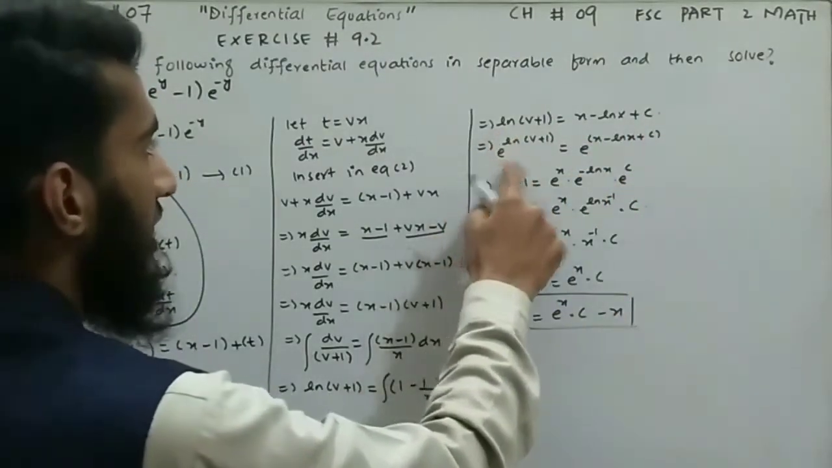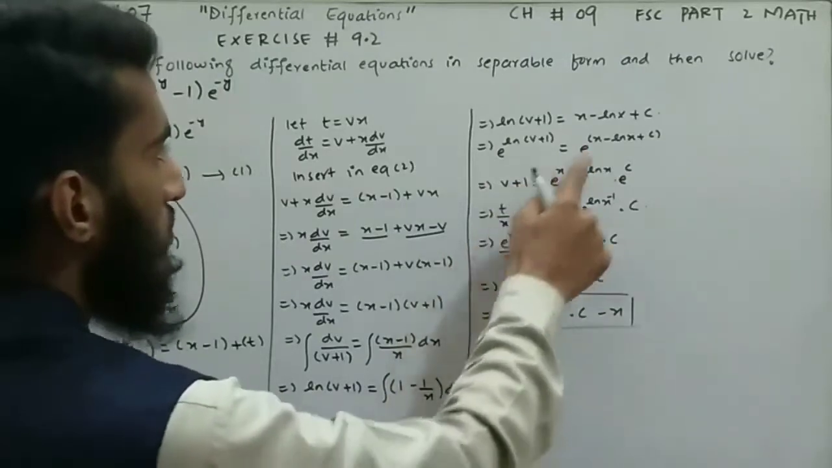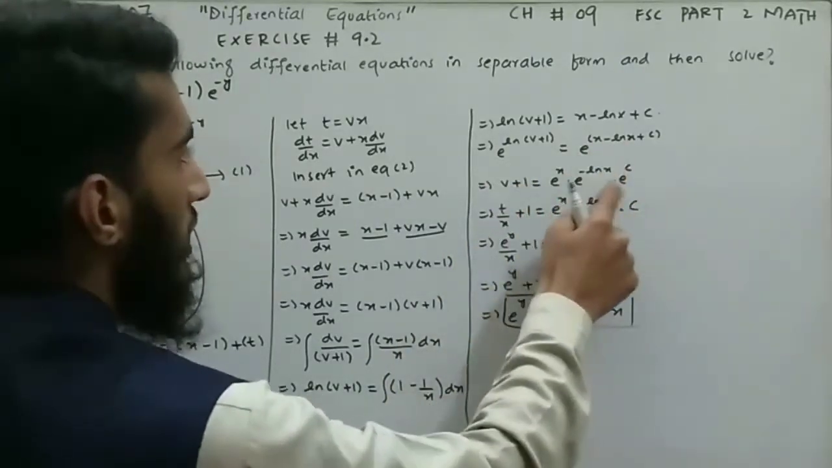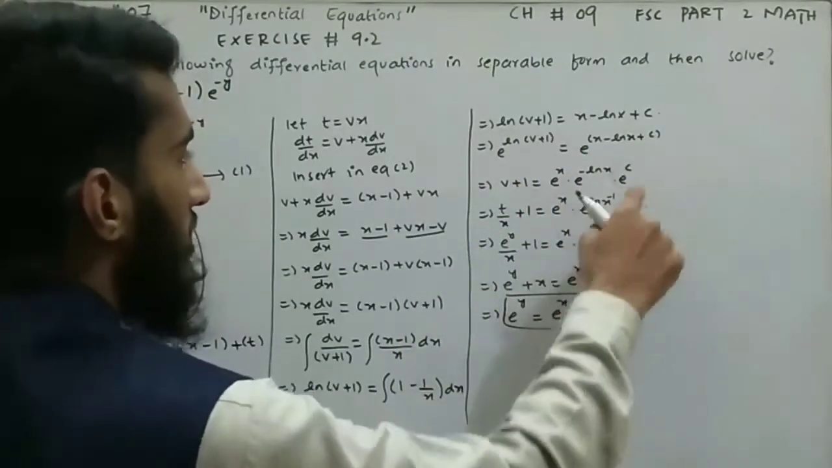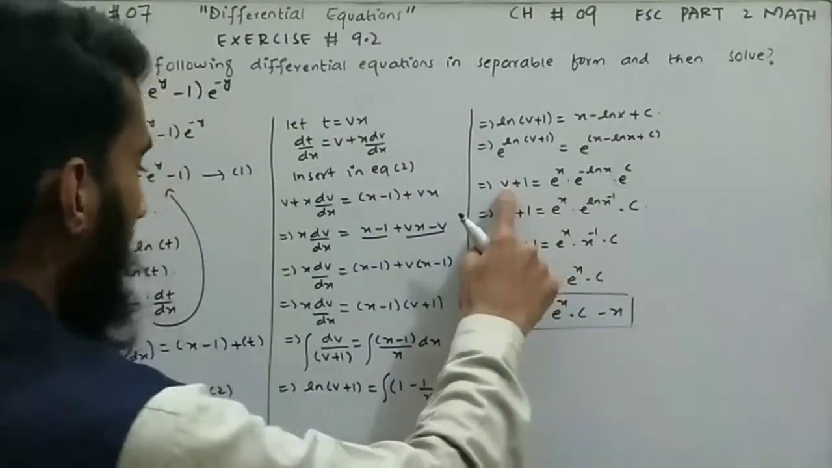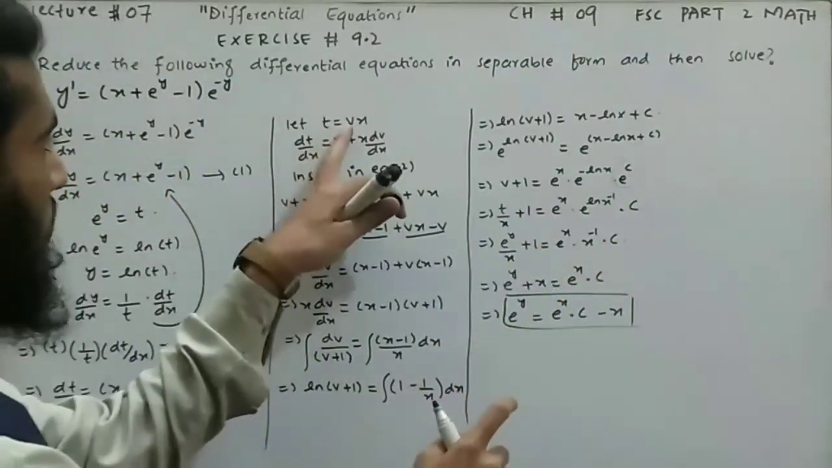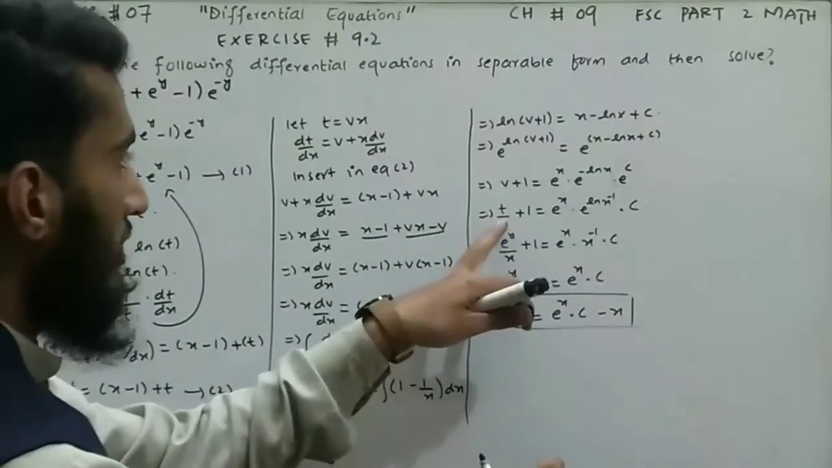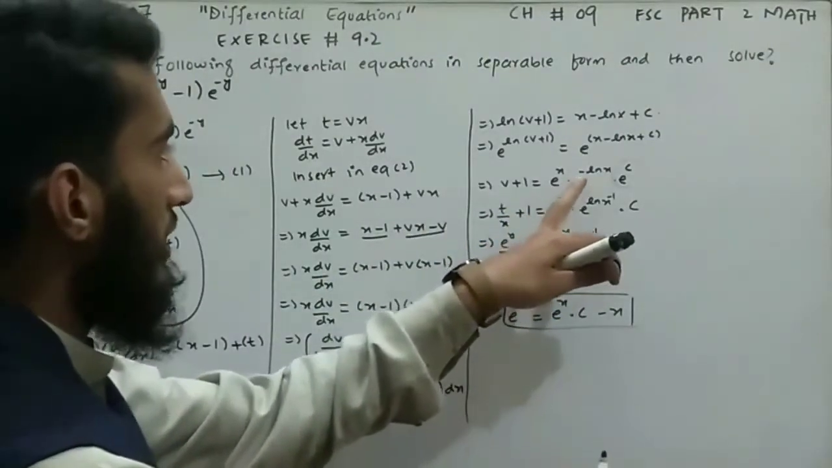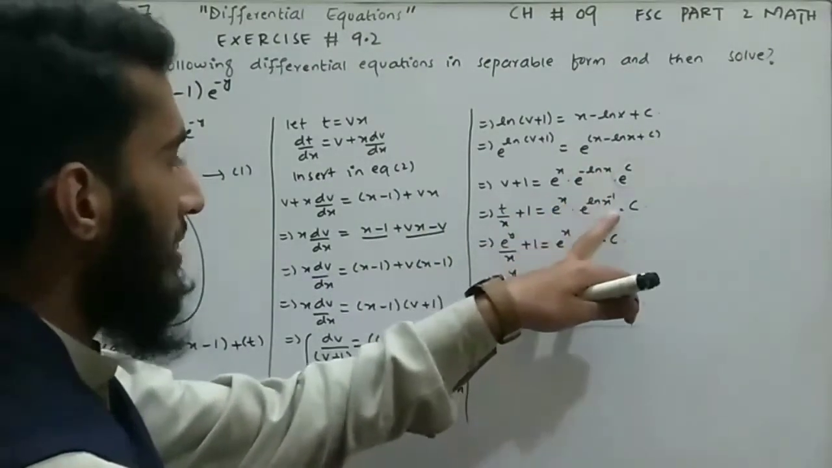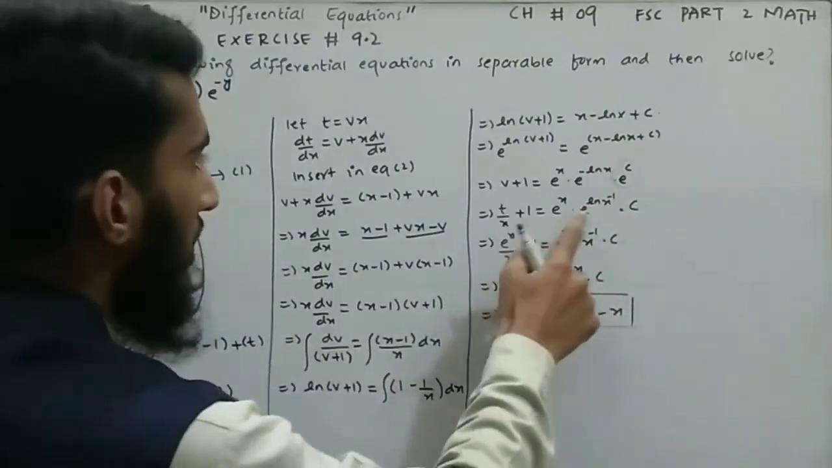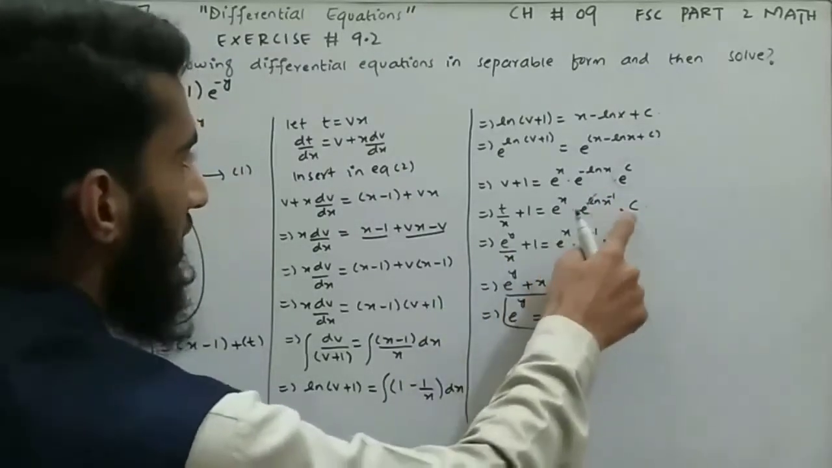Remove this ln by taking exponential on both sides. Over here you are left with v plus 1 equals e power x into e power negative ln x into e power c. E power c will give us another constant c. Now v is actually t by x, so t over x plus 1 equals e power x, so this minus will move to the power of x, it becomes x power negative 1 and c. So e and ln cancel with each other, x power negative 1 into c.